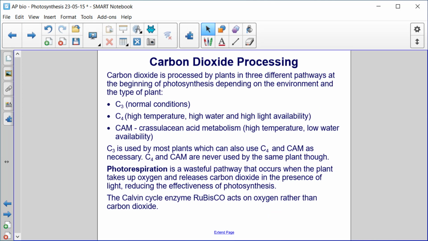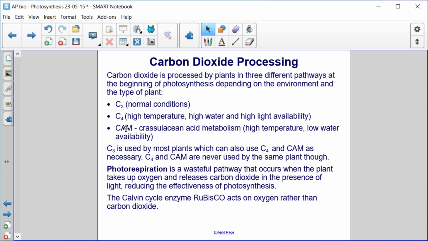Carbon dioxide is processed by plants in three different pathways at the beginning of photosynthesis, depending on the environment and the type of plant. The C3 pathway is the pathway that occurs under normal conditions for most plants. The C4 pathway occurs under high temperature, high water, and high light availability conditions, and is a slightly more efficient pathway for photosynthesis.